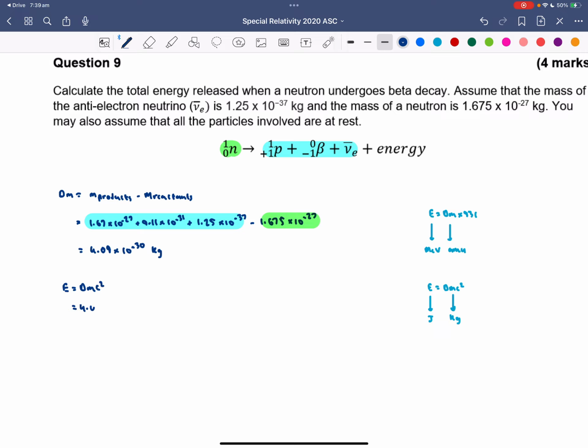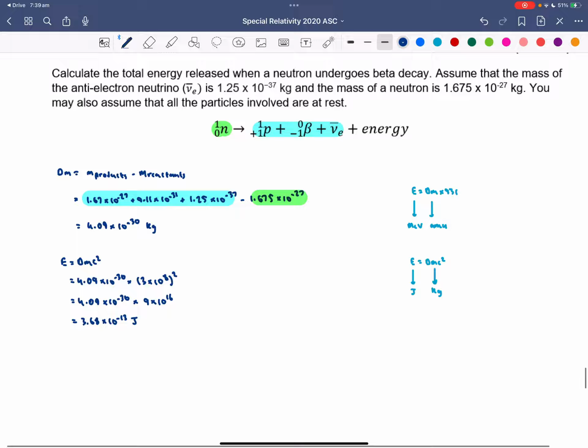So 4.09 times 10 to the negative 30 times the speed of light squared. So that's 3 times 10 to the 8 squared. All right, if you're really good, you won't even bother writing 3 times 10 to the 8 squared on your calculator. You'll just write 9 times 10 to the 16. Alrighty, and that gives us an energy of 3.68 times 10 to the negative 13 joules. That is the energy released. Okay? Cool. Easy peasy. Alrighty.